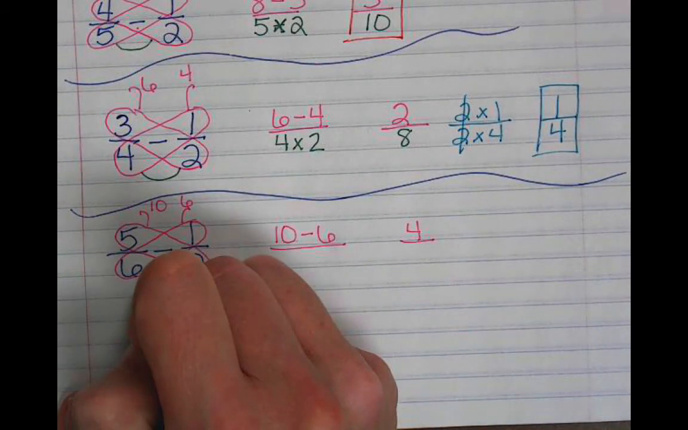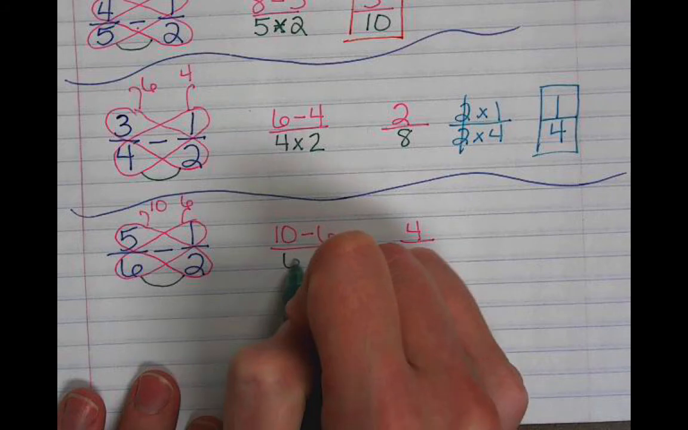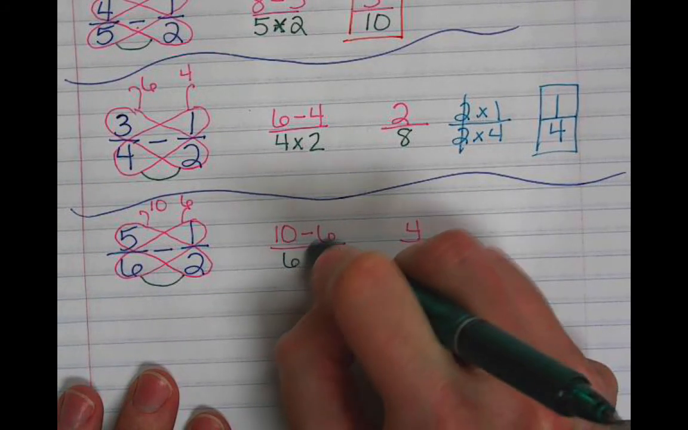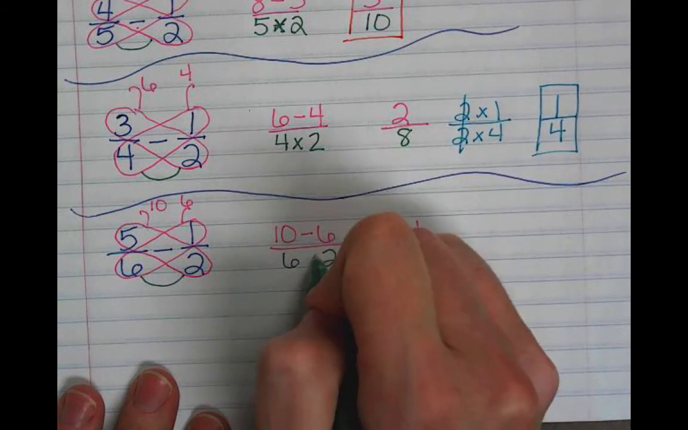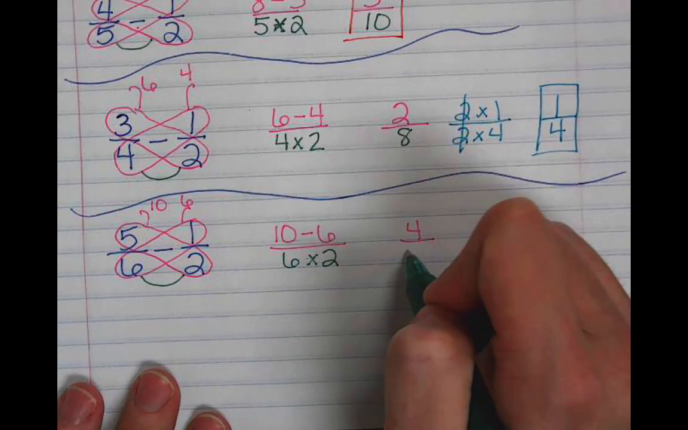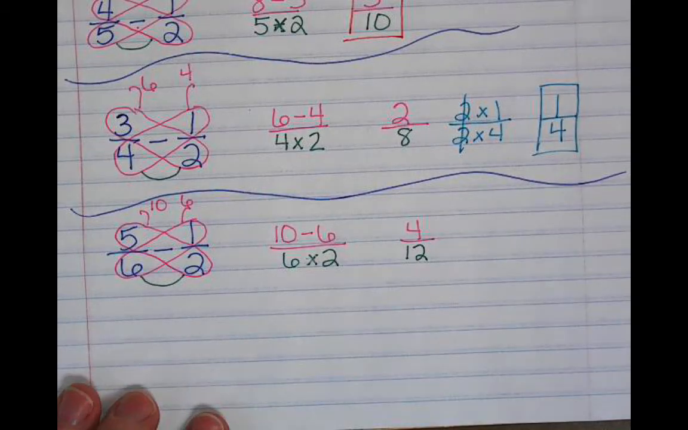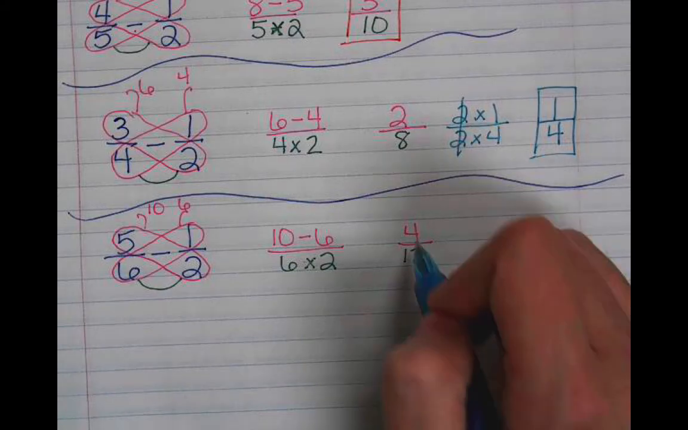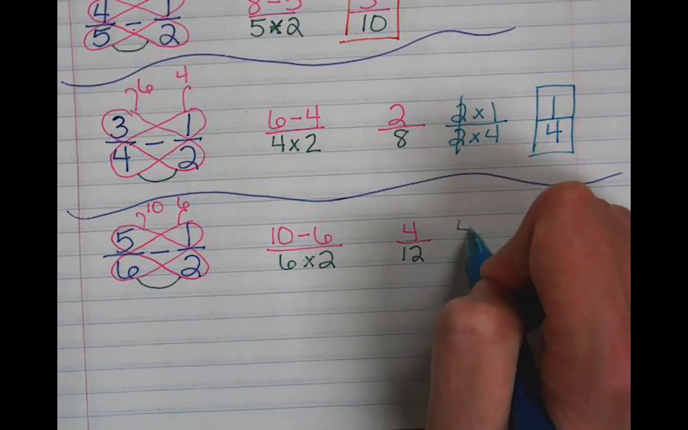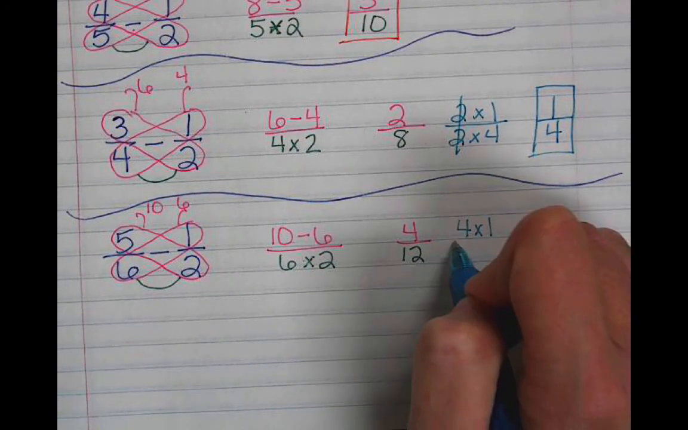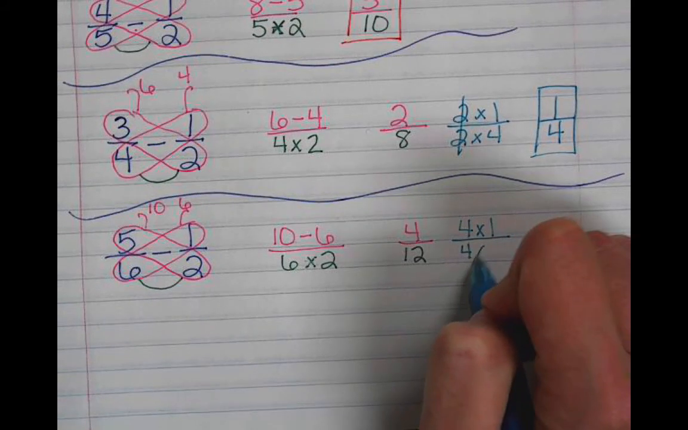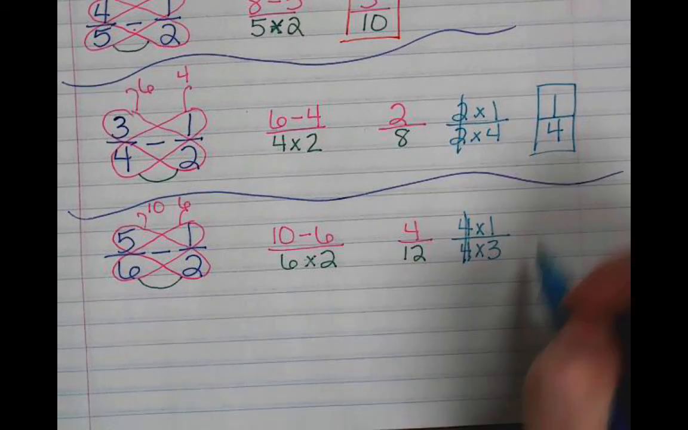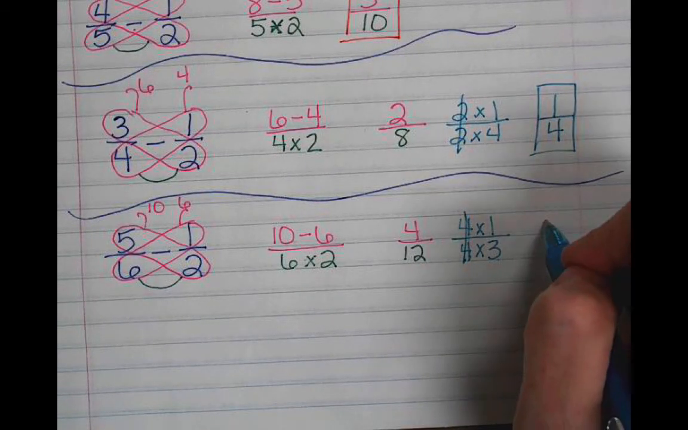And our denominator, we're going to multiply those two. Oh, wrote my subtraction sign again. We're going to multiply those two and try it again. That's going to give us 12. Can we simplify that? Yes, we can. Looking at that, I could take 4 times 1, and I could take 4 times 3. So I could cross off my 4's. I'm left with 1 over 3, which would be 1/3.